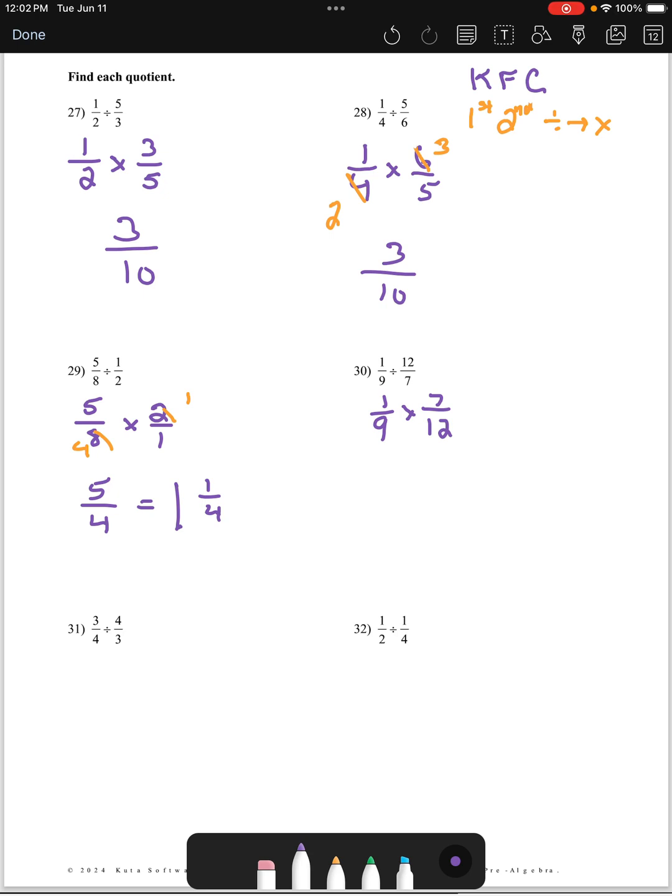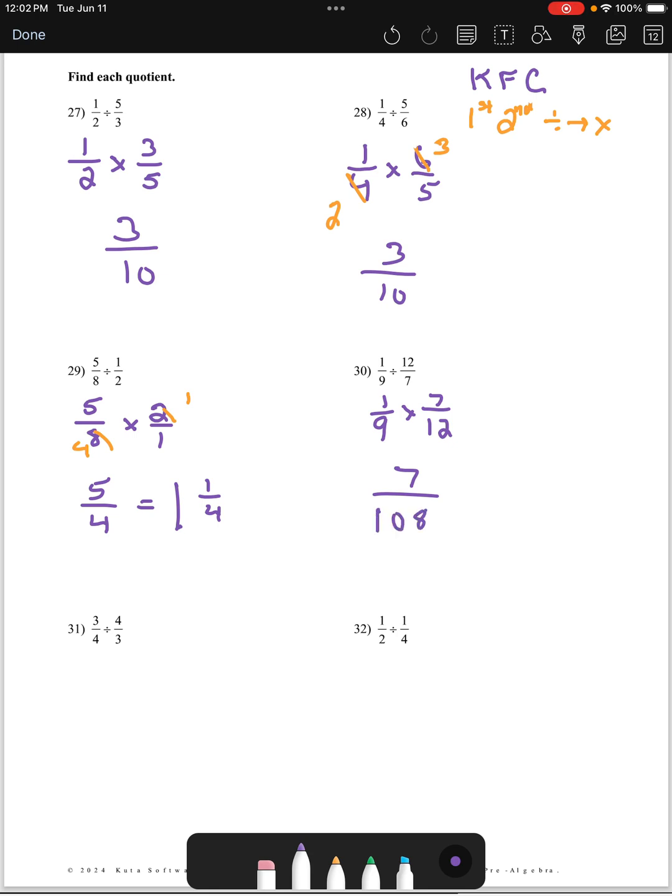Keep the 1/9 in number 30. Flip the 12/7 into 7/12, and change the division into multiplication. Now, you can't simplify anything. You might have thought you could originally because the 9 and 12 were diagonal, but the first thing to do in a division with fractions problem is change it to multiplication. Then you look for simplifying. There is no simplifying to be had here.